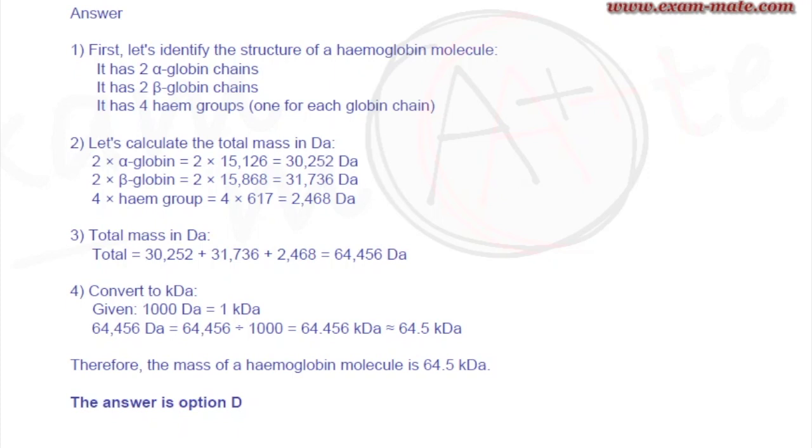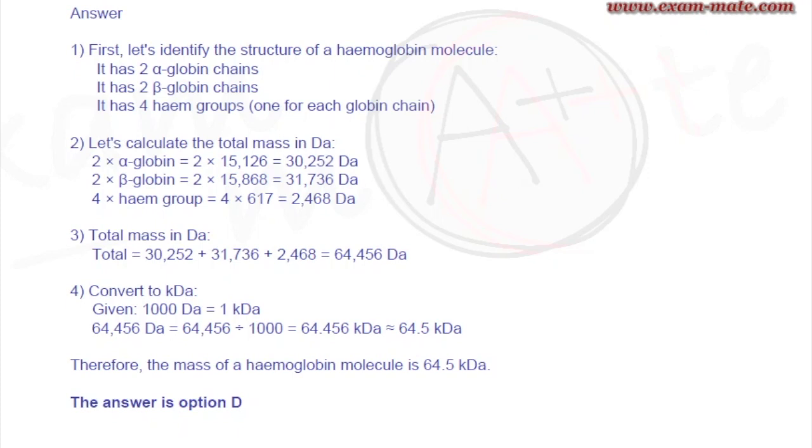2 times alpha-globin equals 2 times 15,126 is equal to 30,252 Da. 2 times beta-globin equals 2 times 15,868 is equal to 31,736 Da. 4 times heme group is equal to 4 times 617 equals 2,468 Da.